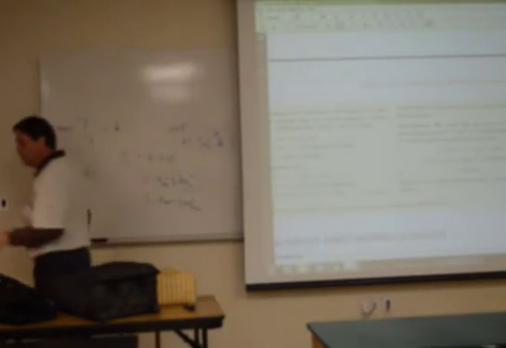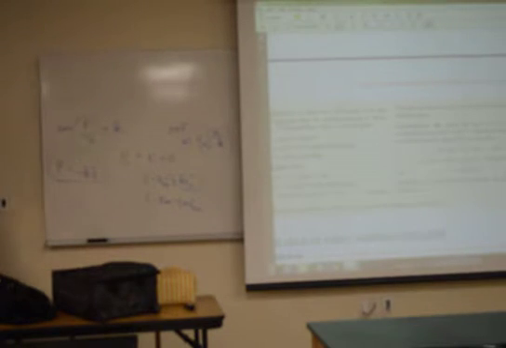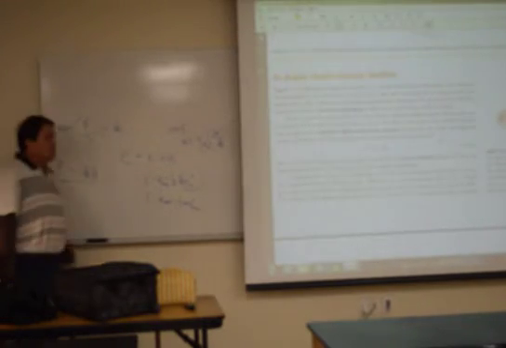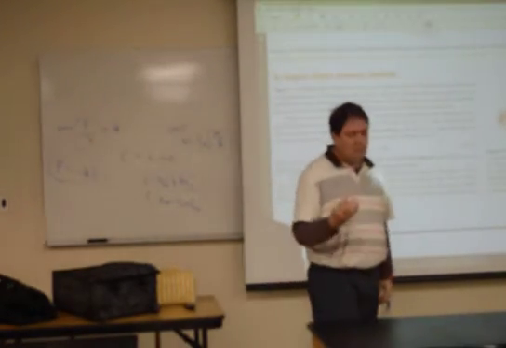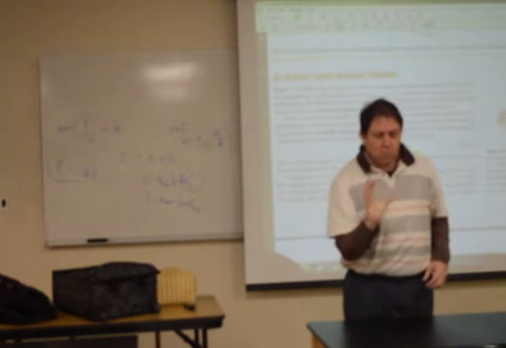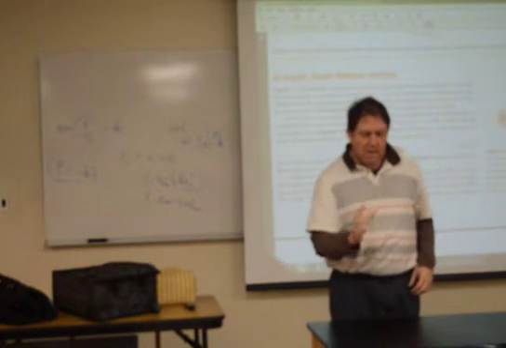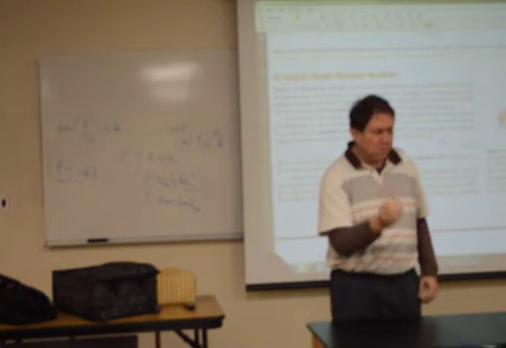I hope that helped a little bit. All right, so we went through those, and now here's an angular simple harmonic oscillation. An angular oscillation is, instead of a spring you have a wire, and if you twist the wire, it'll oscillate in a rotary motion, you see?